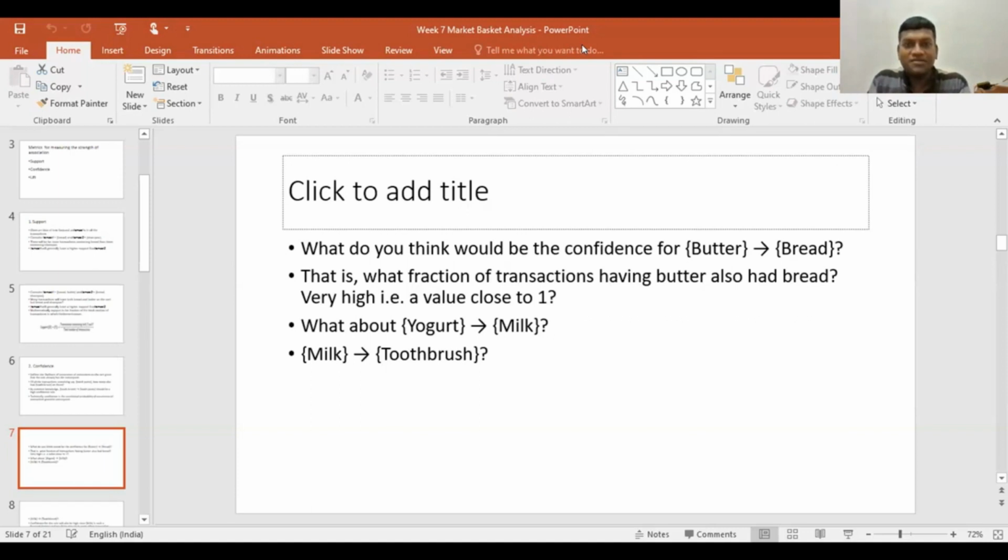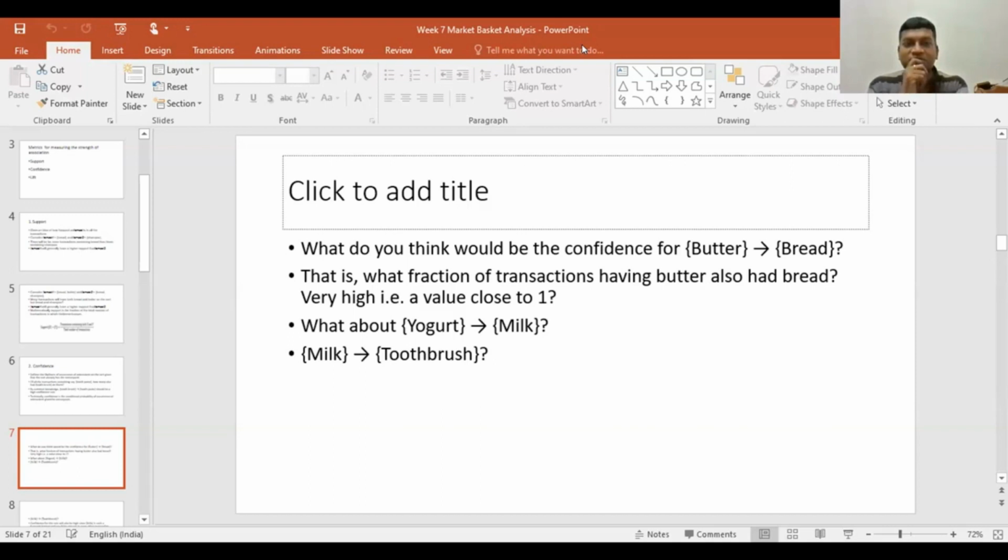Is that okay, or is it confusing? Sir, just wanted to clarify, will it be probability of milk and toothbrush divided by probability of milk, or would the denominator be toothbrush? No, by probability of toothbrush. Okay. Sure. I hope it's okay, right?